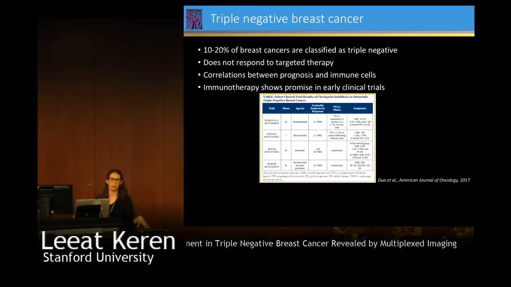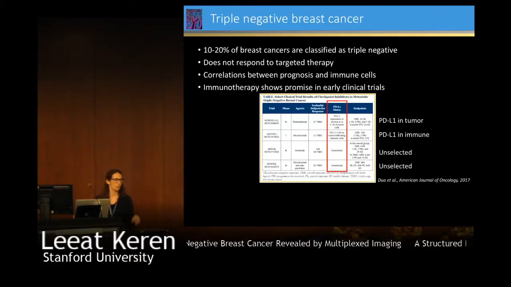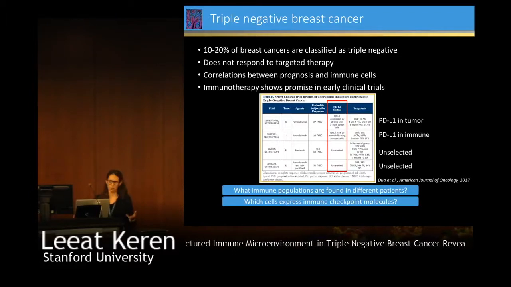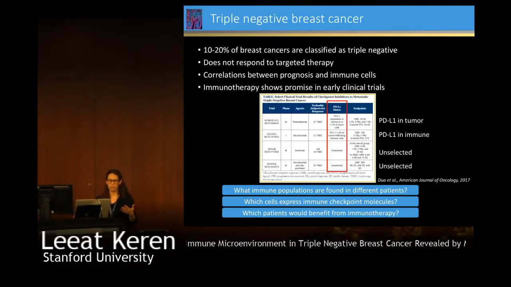And so the first clinical trial only includes patients if they express PD-L1 on the tumor cells. The second trial will only include patients if they express PD-L1 on immune cells. And in the third and the fourth trials, patients are unselected. So this really illustrates that we don't know what immune populations are found in these different patients, which cells express immune checkpoint molecules, and the holy grail is to understand which patients would obviously stand to benefit from immunotherapy.